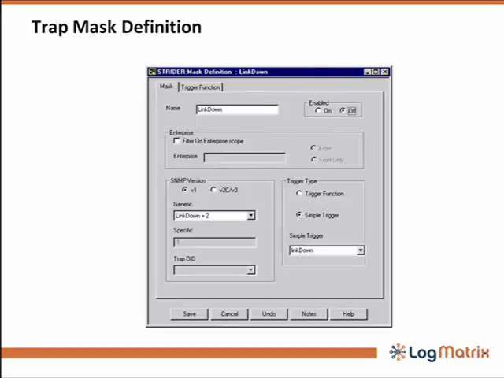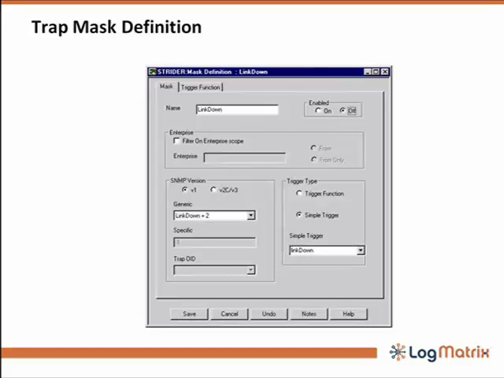In this case, we've chosen that it's a generic link down. So therefore, the specific field remains a -1, which says all. There's no specific traps after that. It's just looking for this 2. And then the last thing we do is we go over to the right-hand side and we decide the type of trigger to fire, whether we use a trigger function or a simple trigger.